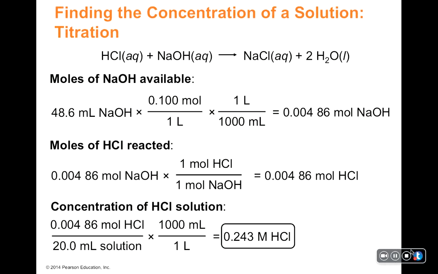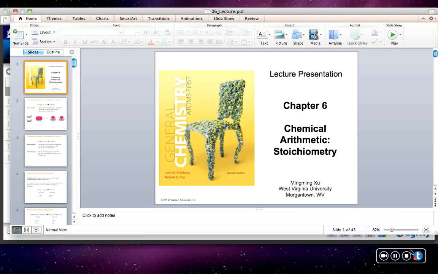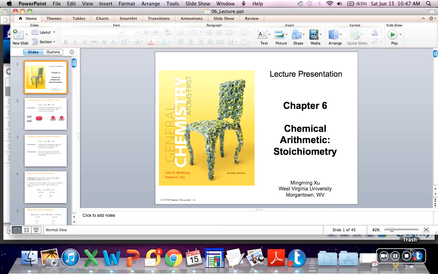You could also say that that was 0.243 moles per liter of HCl. And we'll stop there.